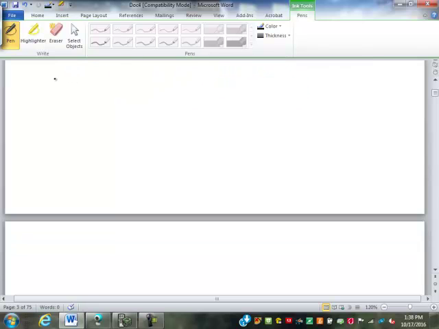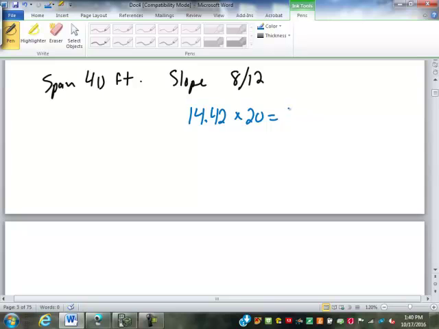Okay. Well, let's try another one here. Let's do a span of 40 feet, a slope of 8/12. Try that one quick and we'll go over it in a minute. So what number did you pull off the square? 14.42. What are you going to do with that? Times 20. Very good. It's 288.4, right?